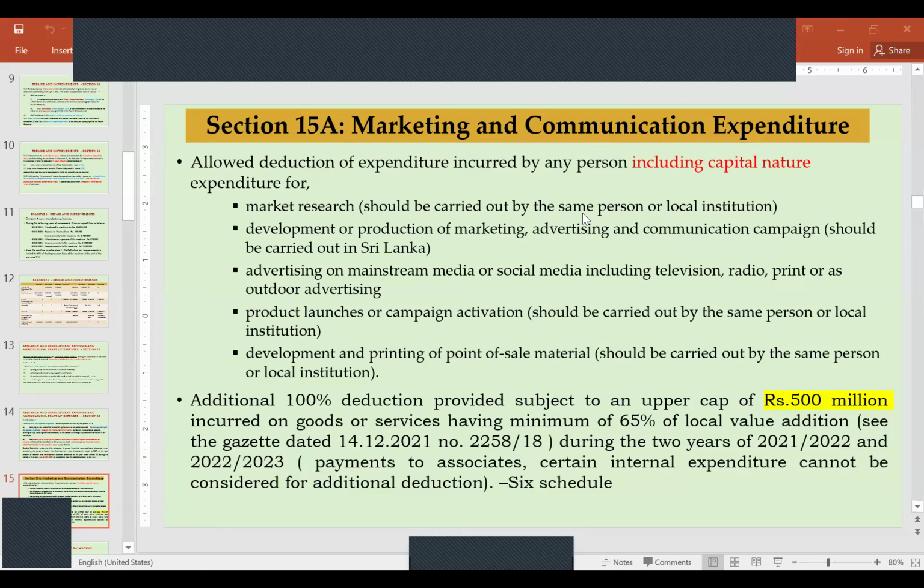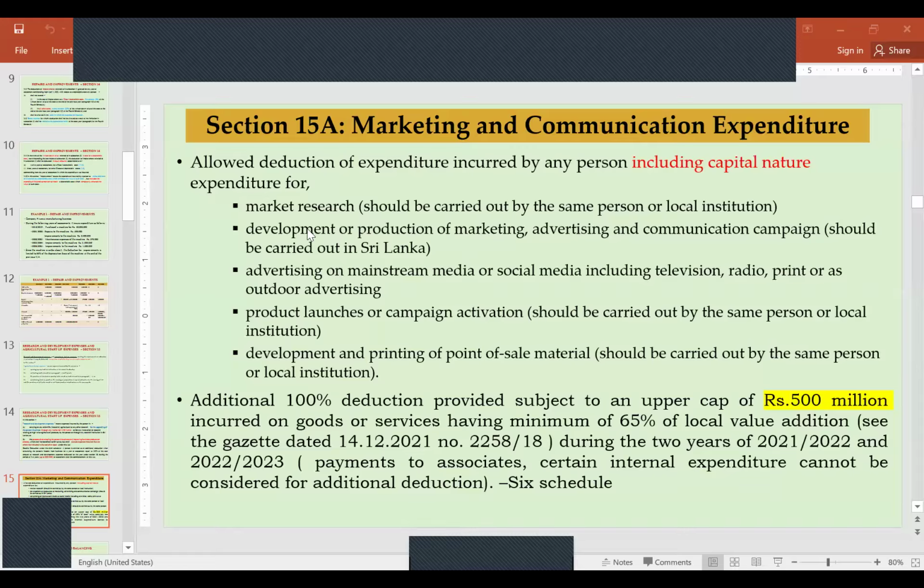same person. That means that same company or that same person; person includes individuals and entities. So it can be either an individual or a company or any local institution. So that means it is restricted only to local institutions. If that market research is carried out by a foreign institution, then that amount of payment cannot be deducted under section 15A.